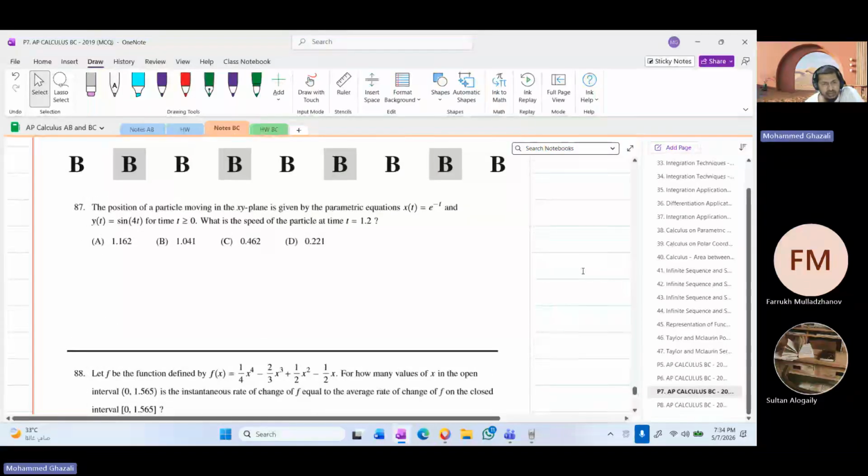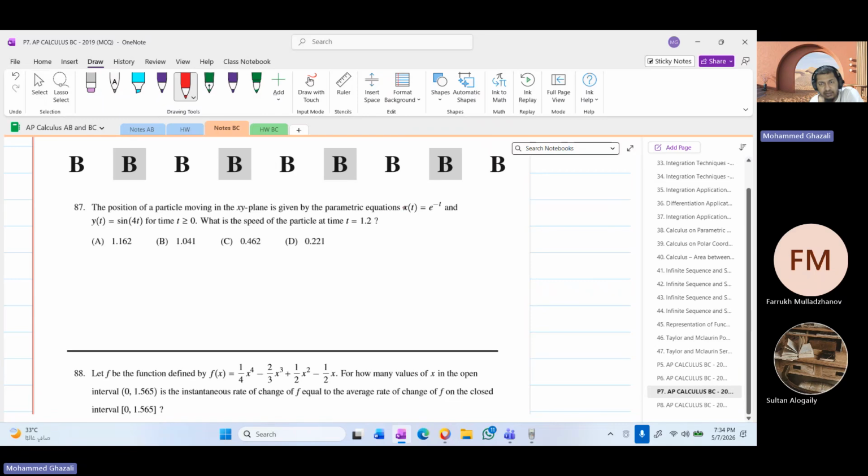Question number 87. The position of a particle moving in the xy plane is given by the parametric equations x of t and y of t. What is the speed of the particle at time t equal to 1.2? How do we find the speed? I saw that question when I was doing the practice exam from the College Board. I saw exactly the same question. You will find these types of questions everywhere.